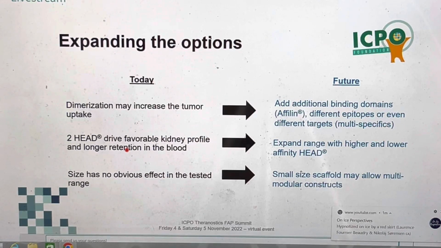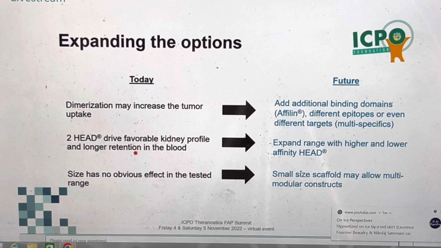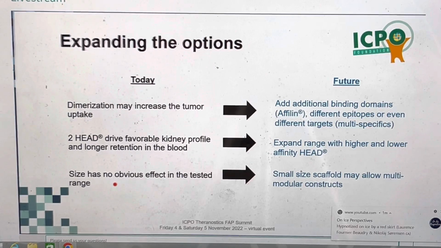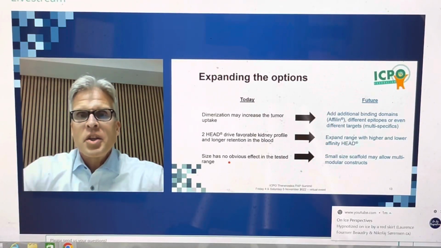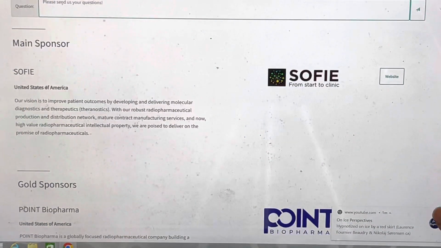The two head domains may help you to improve the kidney profile, so it could be very relevant in that sense, and also the retention in the blood, not so surprisingly, I would say. And what we haven't talked about much yet is the size, but there is really no obvious effect, at least no obvious detrimental effect, in the sense that larger constructs take more time to penetrate the tumor or cannot accumulate in the tumor. That's something we don't see, which is good news in this case.